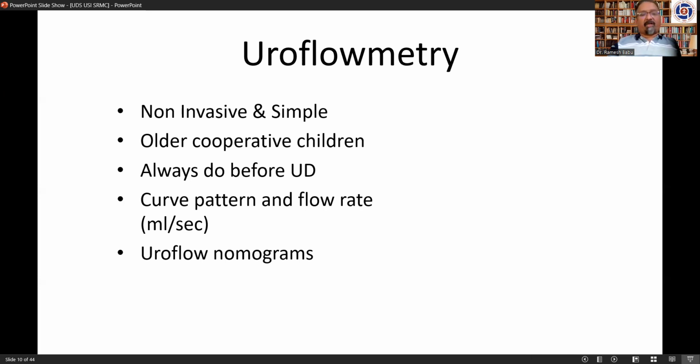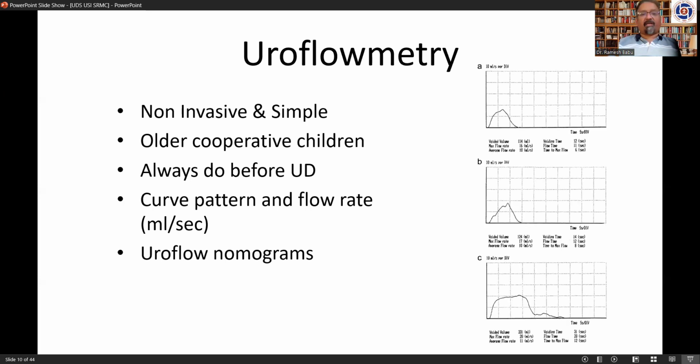Whenever I do a urodynamics, I always ask the people who are doing urodynamics to do a natural uroflowmetry before, because after a urodynamic in a child, the urethra is traumatized and then there will be a lot of lower urinary tract dysfunctions. And at that point, if you try to get a voiding phase, it's impossible. So it's always better to do a uroflowmetry before you start a urodynamics.